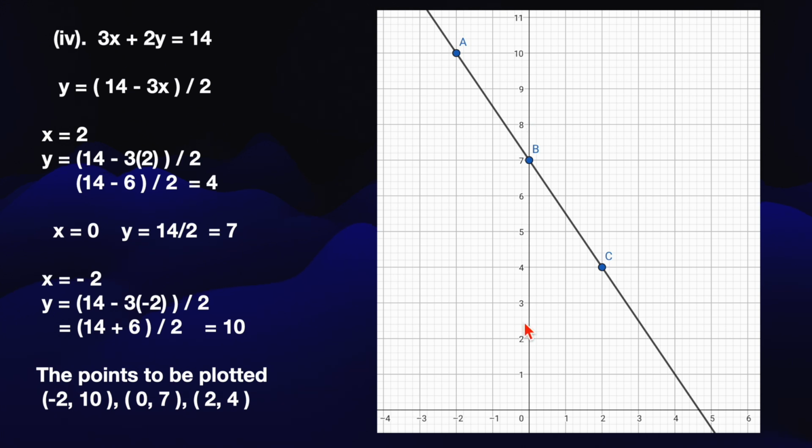Okay, so here is the graph. This is the x-axis, this is the y-axis. So the first point is 2, 4. So 2 is here, 4 is here. You draw the lines, this is the point. Second point is 0, 7. So from here, x coordinate is 0, y coordinate is 7. So this is the point. And x is minus 2 here and y is 10. So here is 10 minus 2. So this is the third point. Now draw a line, and this line is the graph of this equation.